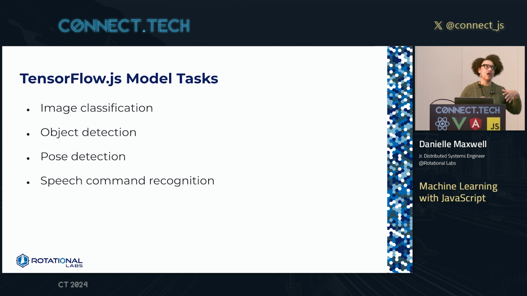The tasks that are already created for TensorFlow.js are image classification, object detection, pose detection, and also speech command recognition. I created a demo app for another talk where I used an image classification model where you uploaded an image, and it would show a little box saying, oh, this is a person, and how confident the model is that it's actually a person. Like it was 50% confident that there was a box around a person, or maybe it was 93%.